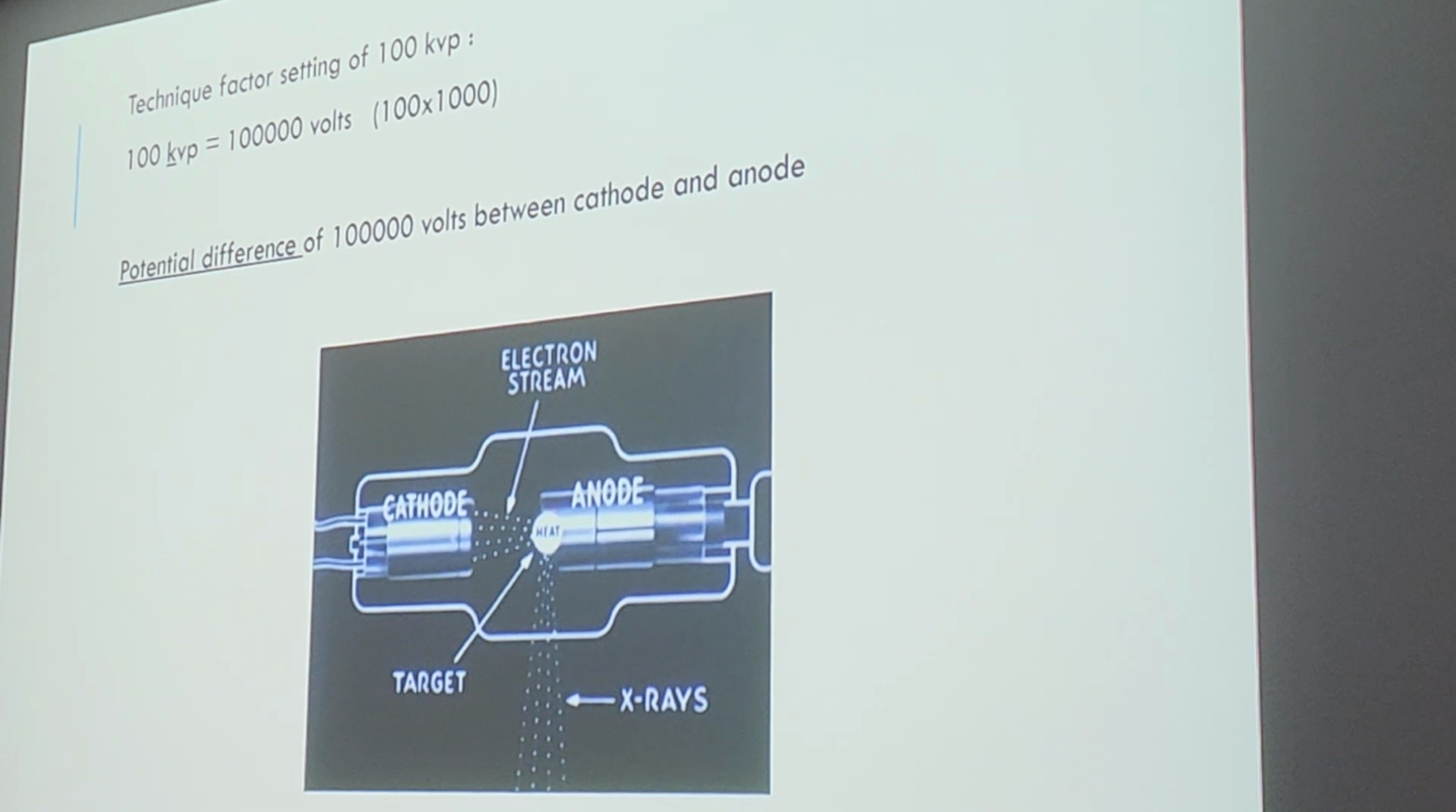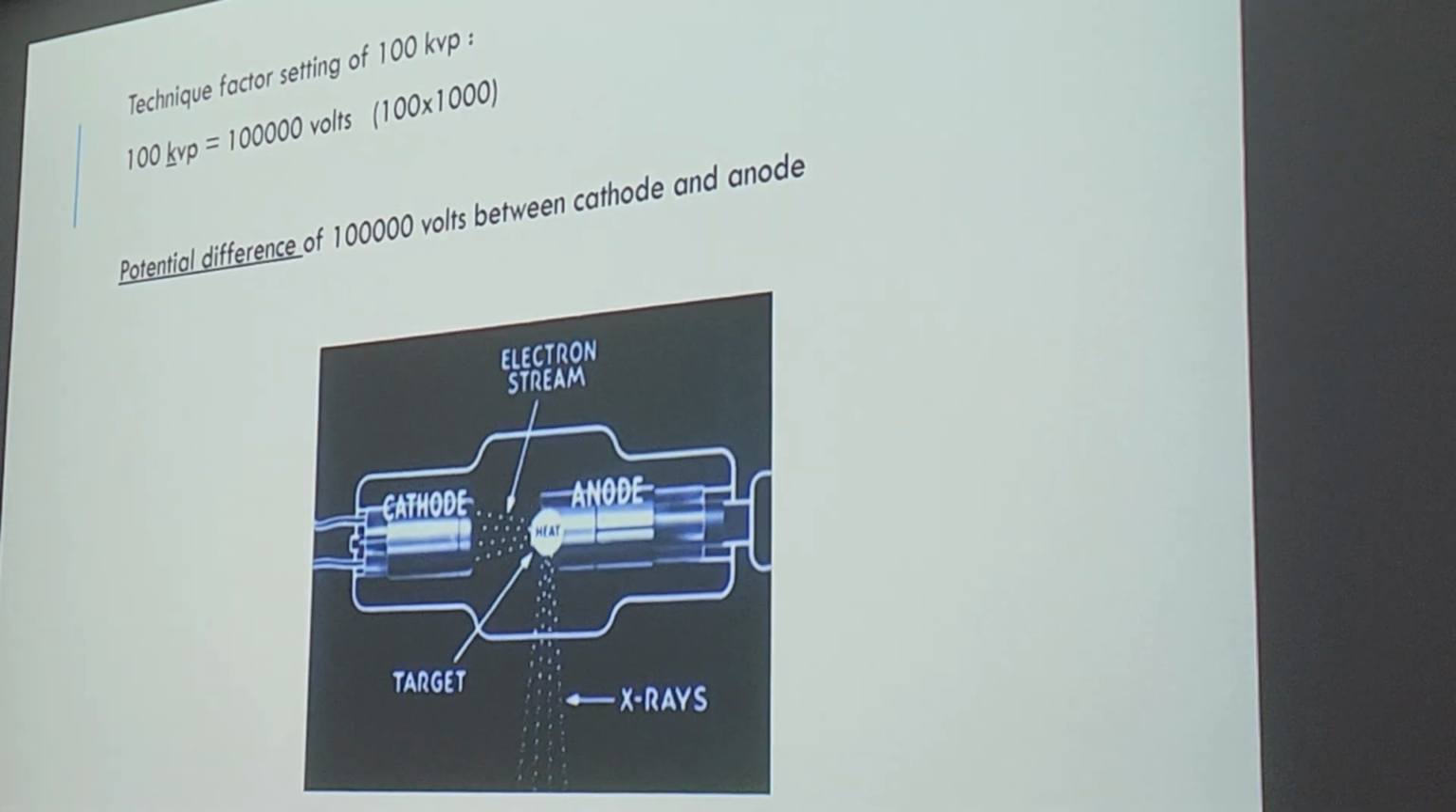Why do you multiply by 1,000 now? Because k stands for kilo, so 100 times 1,000 is 100,000. So when we're selecting 100 kVp, what we're actually doing is converting, creating a potential difference of 100,000 volts between the cathode and anode.